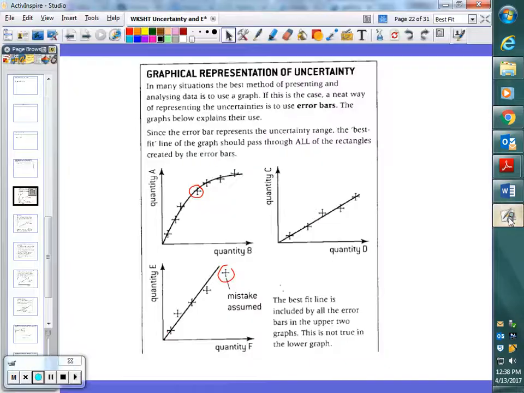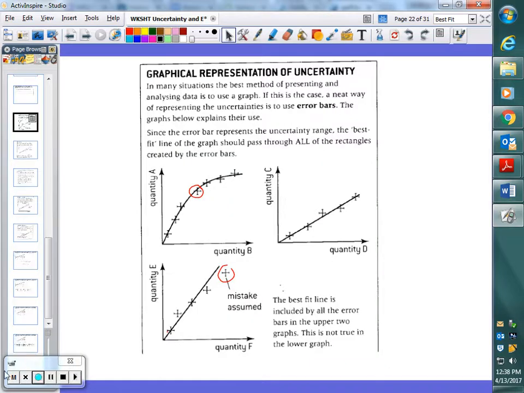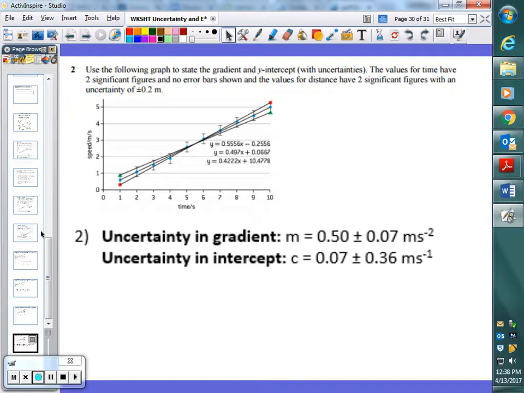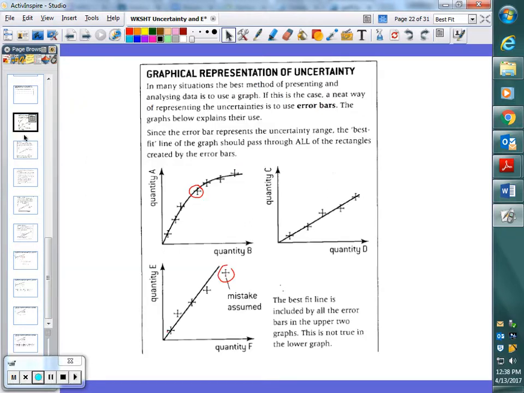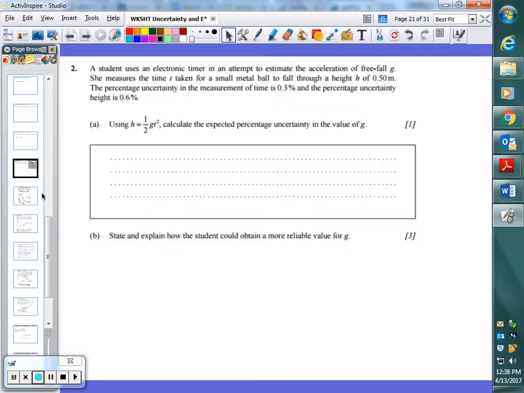Okay? So, where did I put it? There it is. Okay. It says, calculate the expected percentage uncertainty in the value of g. First thing we're going to do here is rearrange this equation to get g by itself.